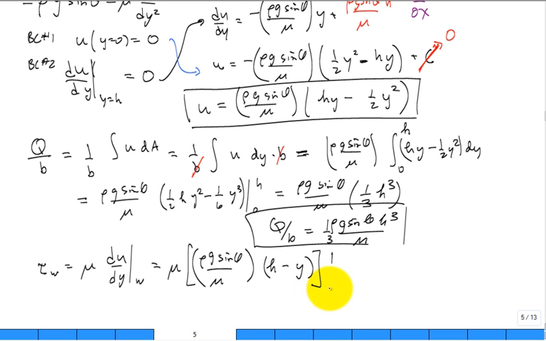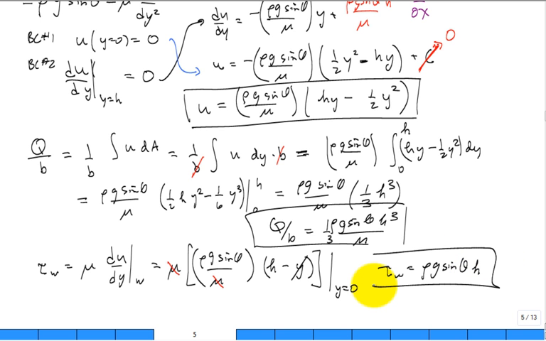but we want to evaluate that at the wall, y equal to 0, so that goes away. And so we get that the shear stress at the wall is just rho g sine theta. The mu's cancel, surprisingly. Rho g sine theta h. Make sense?